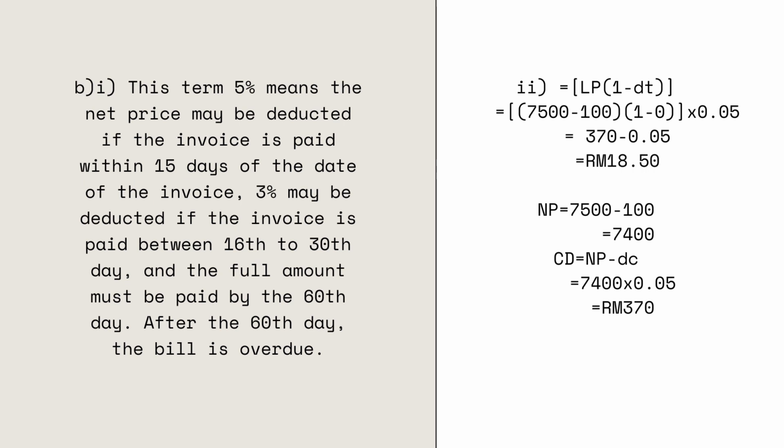Question 2 is calculate the cash discount if the invoice is paid within 50 days of the date of the invoice. The formula is list price in bracket 1 minus discount rate. So the answer is 18 ringgit 50 cents. Then we need to find the net price. So the answer is 2,400 ringgit. And finally we need to find the cash discount. So the formula is net price plus cash discount. So the answer is 370 ringgit.